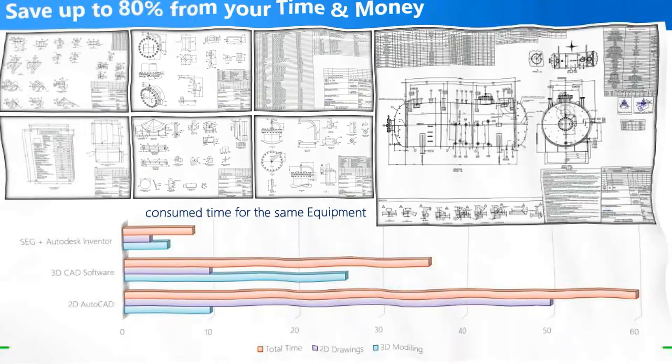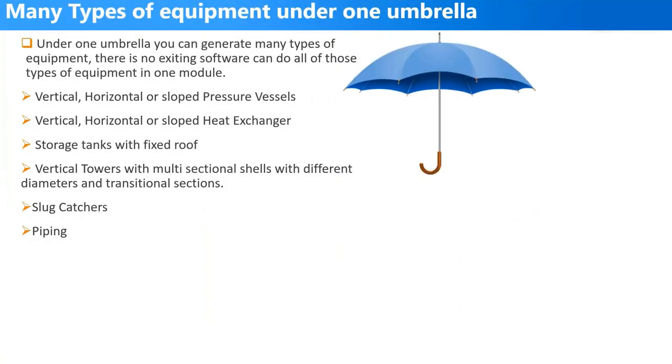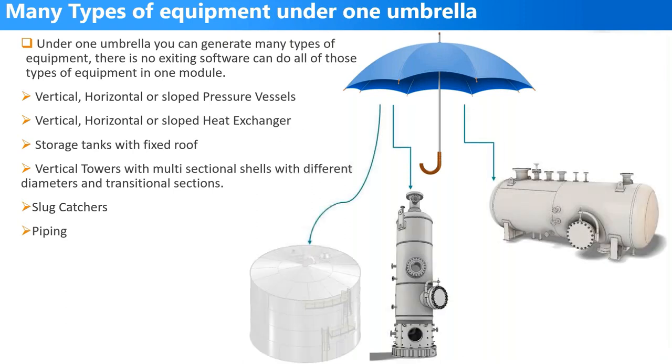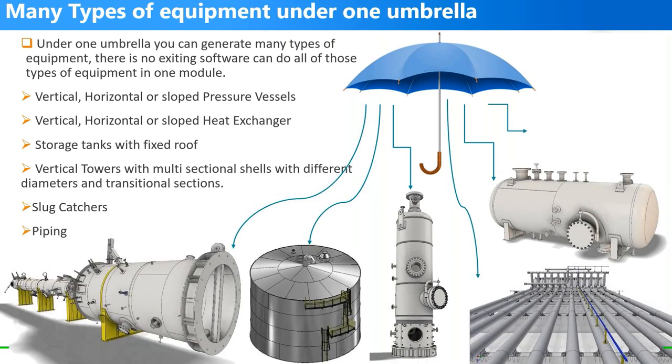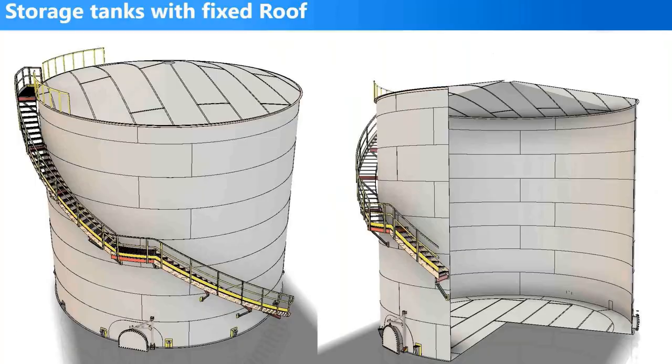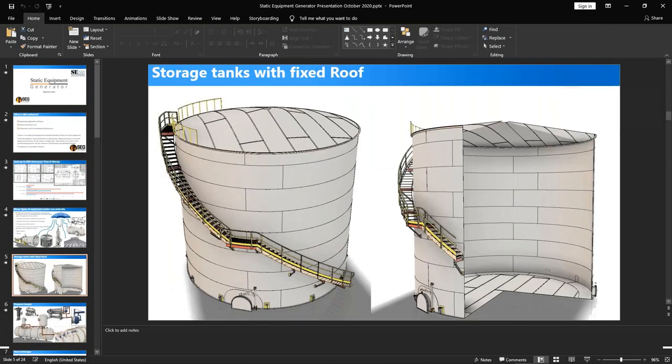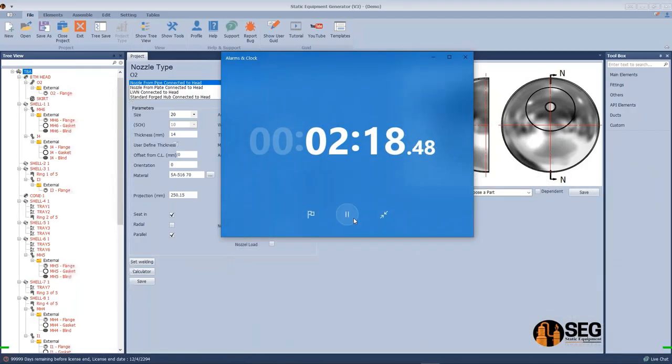Okay. So from here, you can figure that we have different types of equipment you can generate by using SEG software, as we discussed: vertical and horizontal pressure vessels, storage tanks with a fixed roof, columns with multi-sectional sections, and ducts and pipes. Okay, let's come back to our model here.